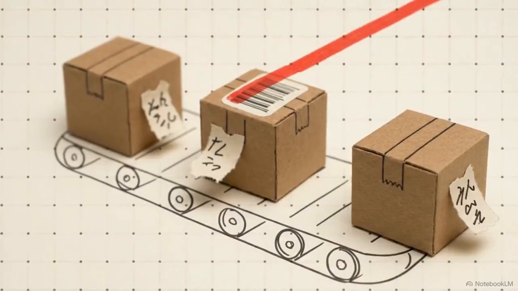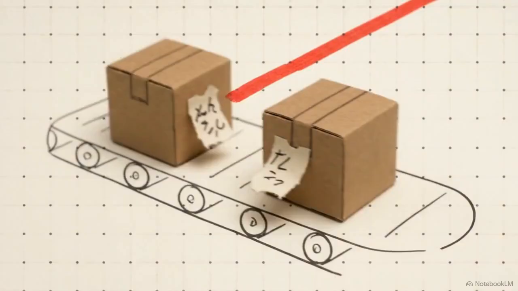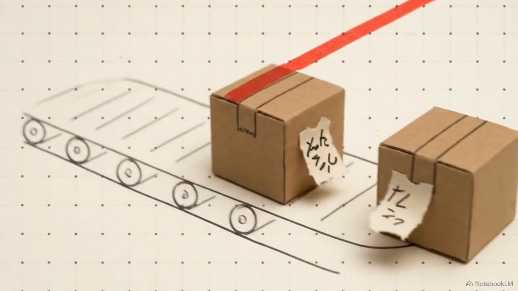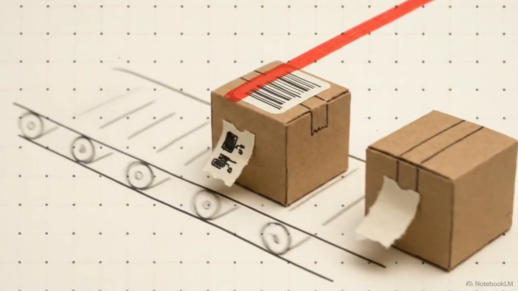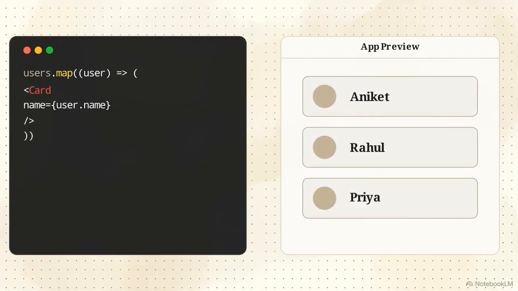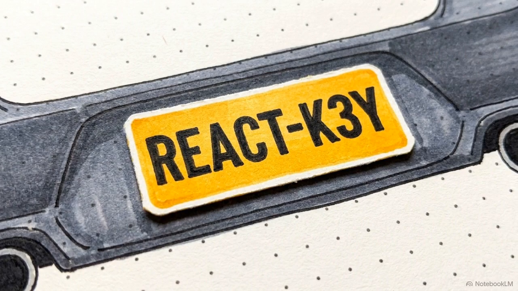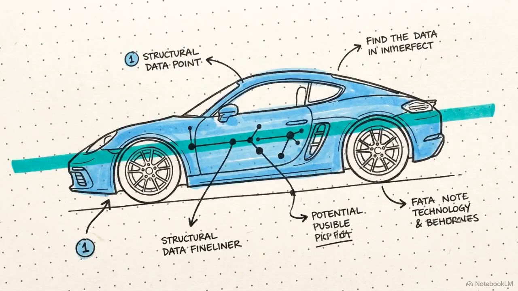Logistical networks manage identical packages this exact way. They use unique tracking numbers to maintain the identity of a box moving through a sorting facility. In React, we implement this logic using the users.map function to transform our data into a list on the screen. Within this function, we include the key property, setting it to the user's unique ID. In the digital space, assigning a key serves the same purpose as a license plate on a car. It provides a way to verify exactly what an object is.